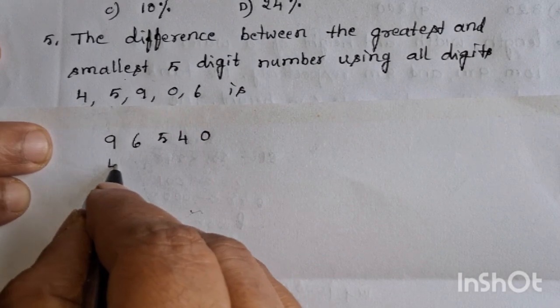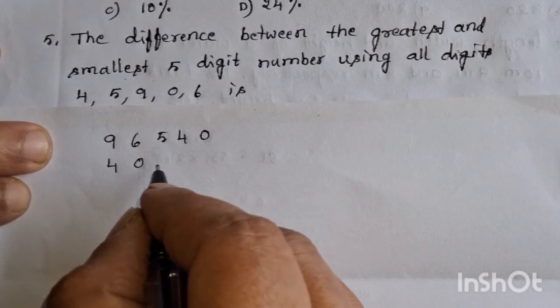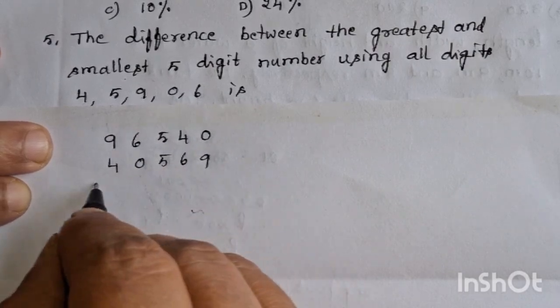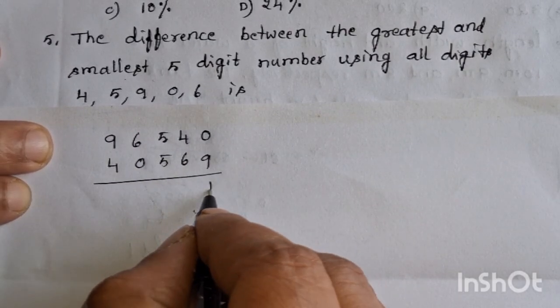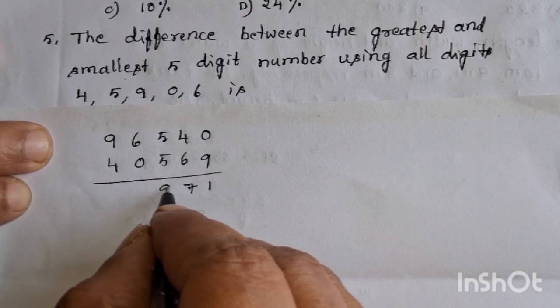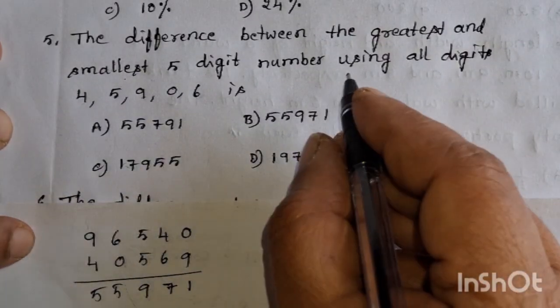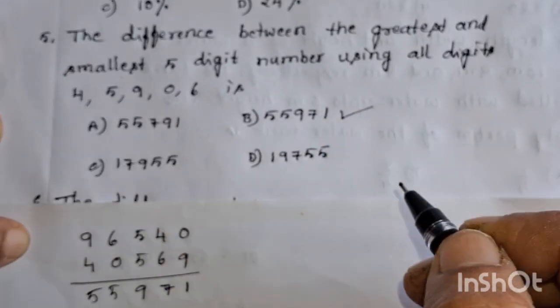And the smallest number starts with a smaller digit, that is 4. Next comes 0, then in the increasing order 5, 6, 9. So difference is 17955. So it is option B, 55971.